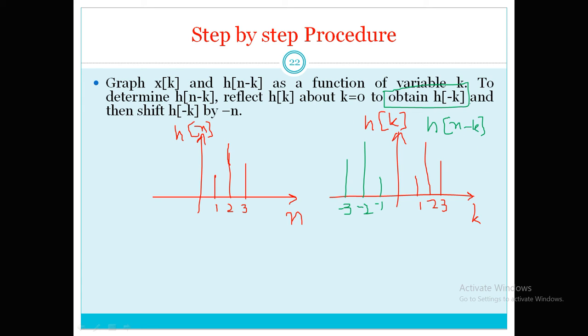Now how can I deal with this? Now what is the step? Then shift h of minus k by minus n. So now I want to get this part, I want to shift this by minus n. Minus n means we need to shift this n units towards the left. As it is minus n, I need to go towards left. So let me remove this thing, so please understand.